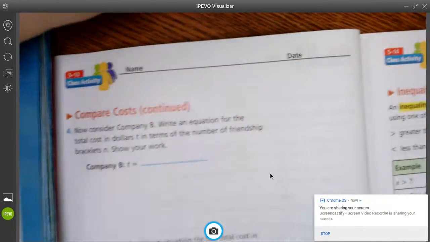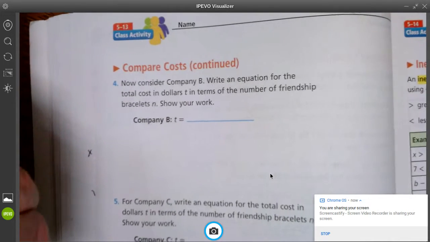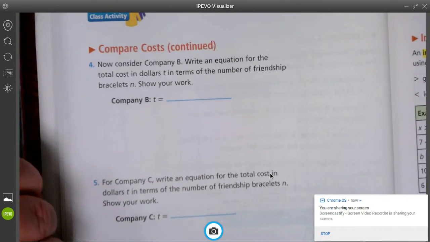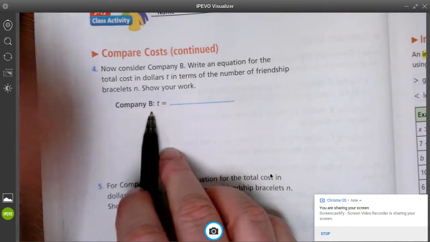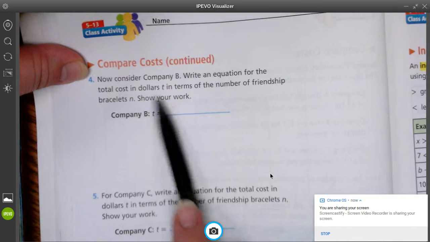We are continuing with our companies for bracelets to see which company costs the least, probably. We're on page 218, so now we're going to talk about company B. So now we're going to shorten our work here, I think.